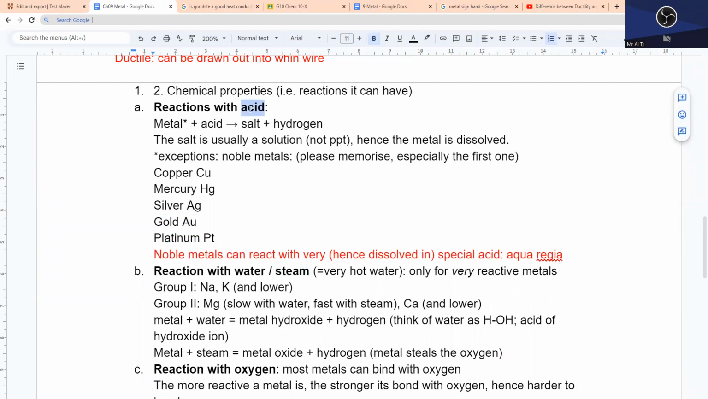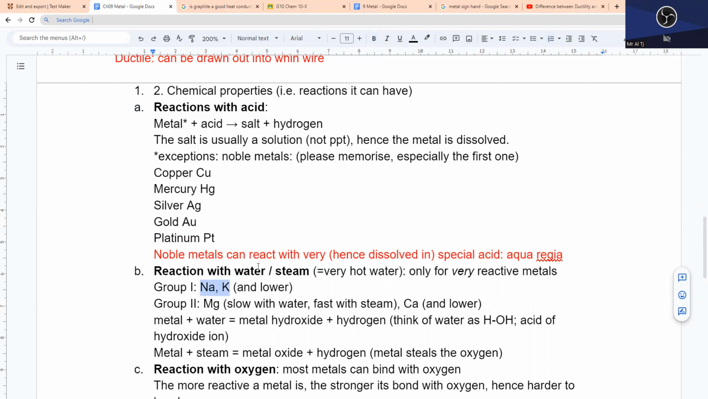So most metals, even if they are unreactive, are going to react with acid. Now, water is a very non-reactive substance. If something reacts with water, it's because that substance is going to be very, very reactive. Now, sodium and potassium in group 1 are going to be the most reactive.